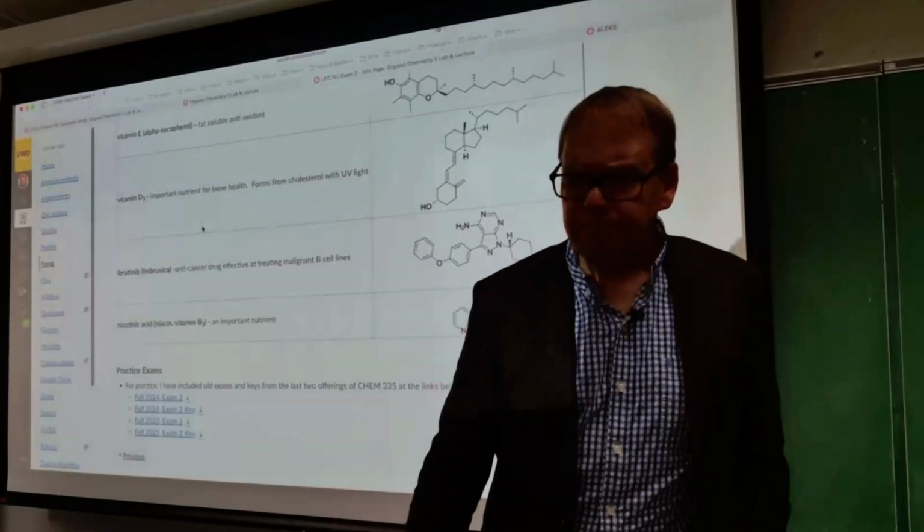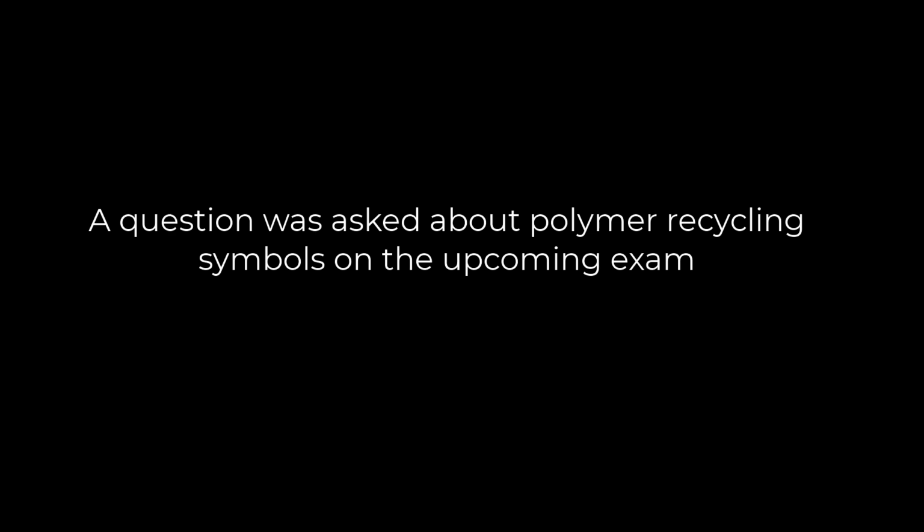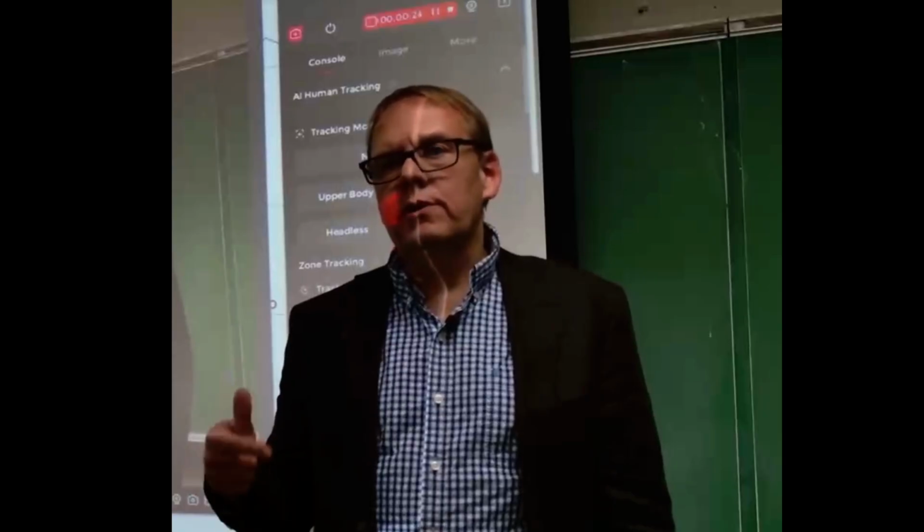Okay, let's go do some carboxylic acid stuff. Oh yeah, there'll be a little bit on recycling symbols. So know what they are, know the polymers. It went 2, 3, 4, 5, and 6. And there's usually a hint about what it is below the recycling symbol. There's a letter or a series of letters like PP is polypropylene and PS is polystyrene, below the recycling number.